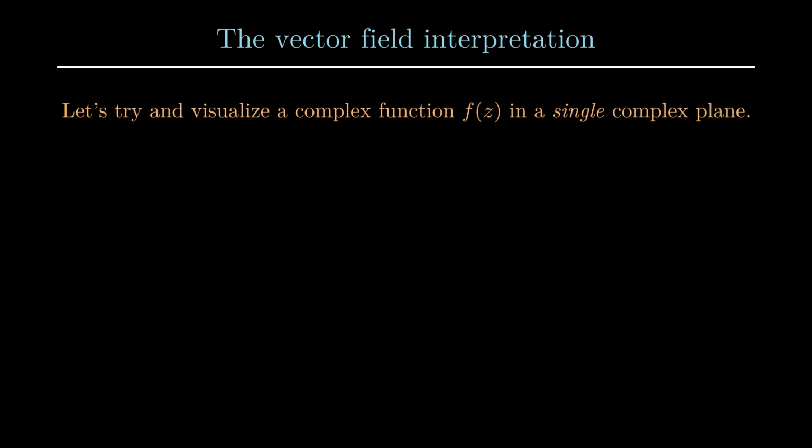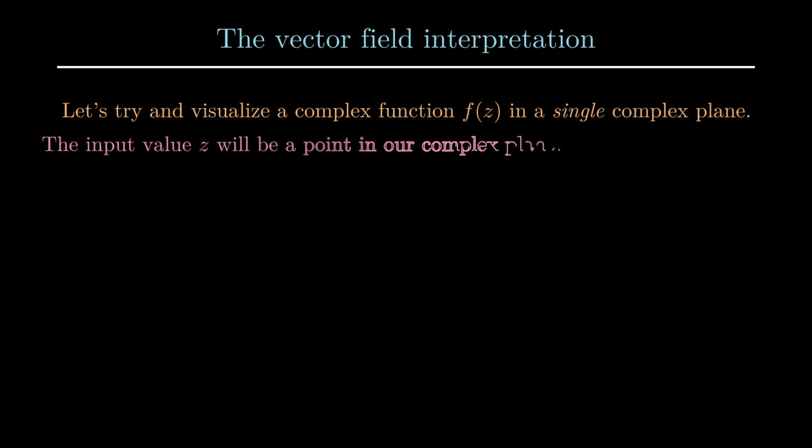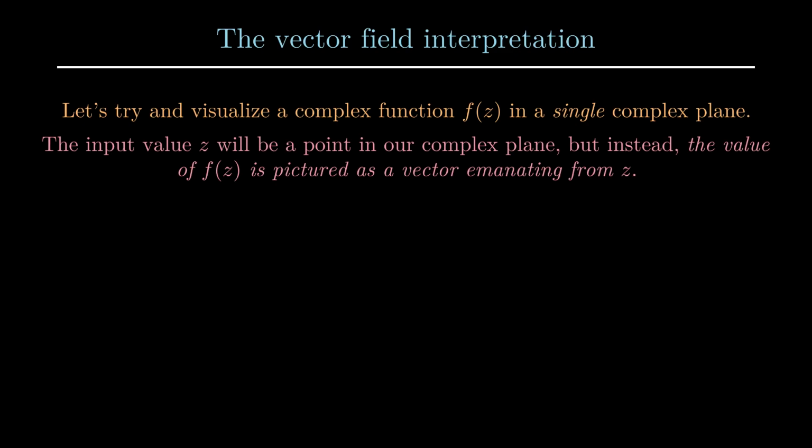Let's try and visualize a complex function f(z) in a single complex plane. The input value z will be a point in our complex plane, but instead the value of f(z) will be pictured as a vector emanating from z. We now have a vector field of f.